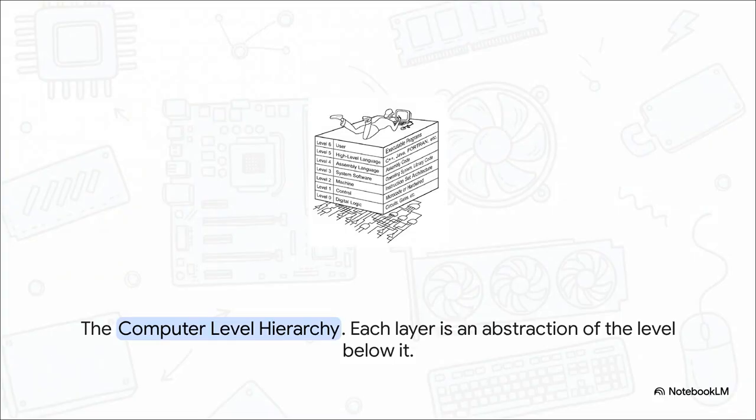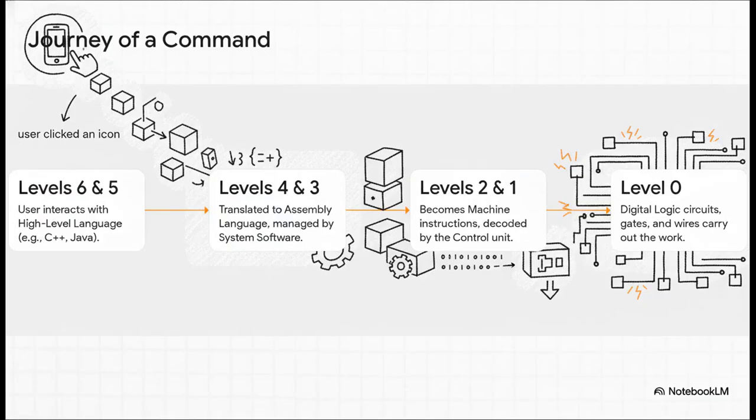This right here is the computer-level hierarchy. The best way to understand it is to think of it like a stack of translations. Each layer is just a simplified way of looking at the much more complex layer right below it. It's a ladder of abstraction, from you at the very top all the way down to the physical wires at the bottom. So let's follow the journey of a single command, okay?